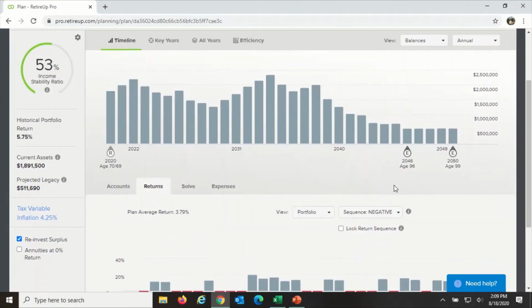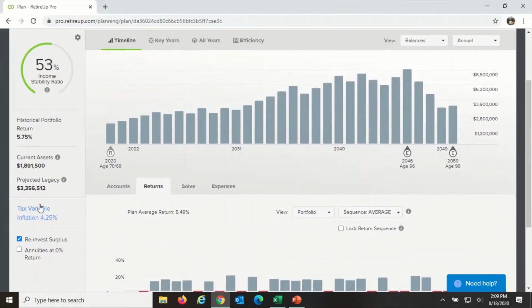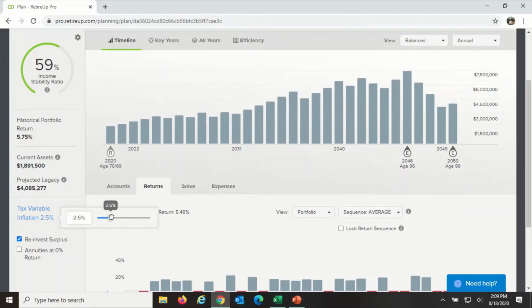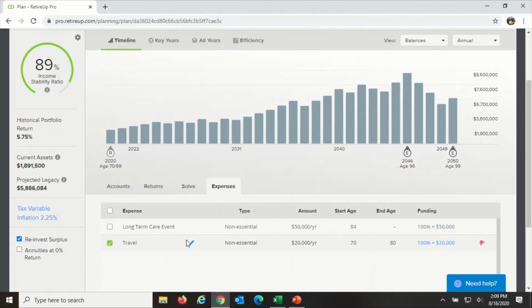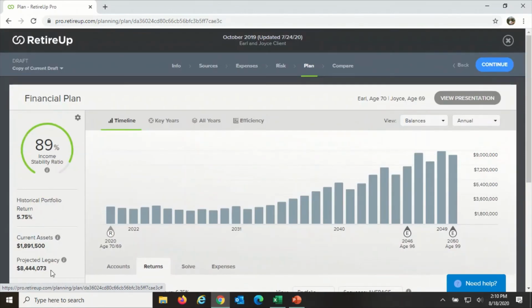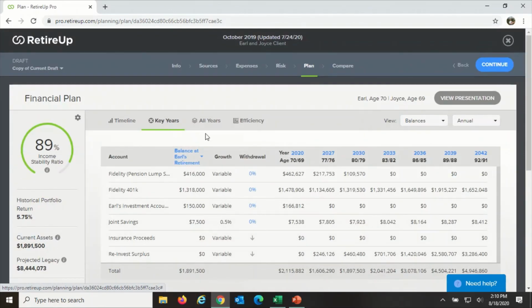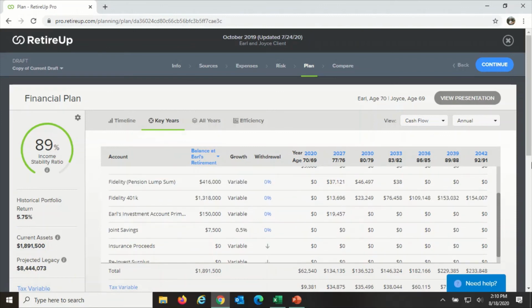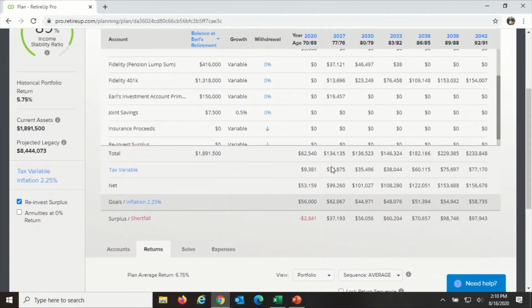So in this scenario, again, I'm going to go back to average market scenarios, average inflation. We're going to go back to no long-term care event and just travel. And we can see again $8.4 million of potential legacy. And we can also drill in deeper to take a look at how these balances fluctuate over time, as well as their cash flows, where they're deriving the income, where they're taking the required distributions, income, taxes, expenses, and what their surplus is, if there is a surplus.